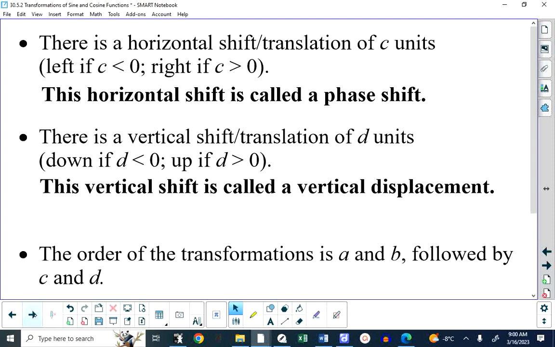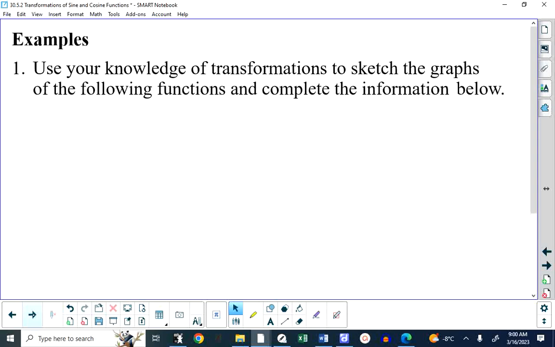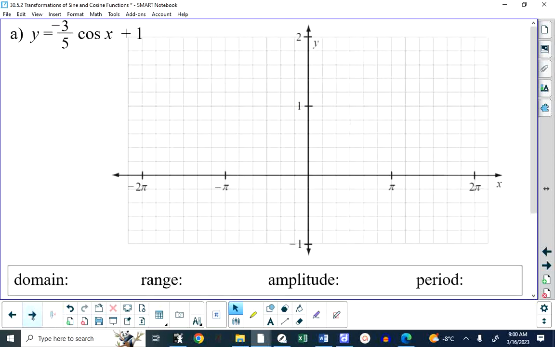The order of the transformations in terms of applying them to functions and to graphs is that you have to apply A and B first, and then C and D, because in the past we've learned that A and B come before H and K. But we're just using C and D. After a while, probably starting now, I'm going to stop saying we used to do this with H, we used to do this with K. So use your knowledge of transformations to sketch the graphs of the following functions and complete the information below.